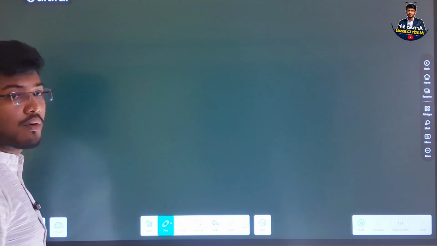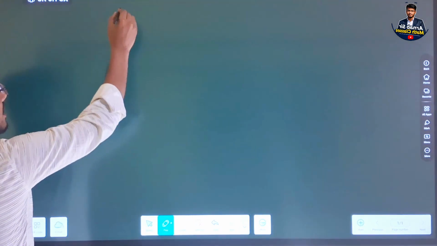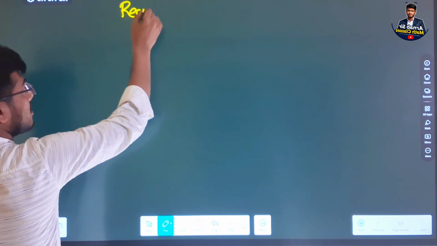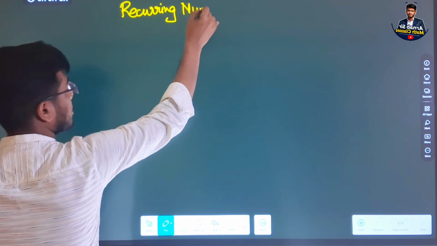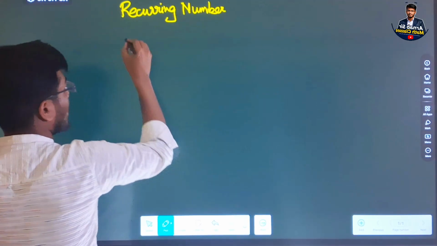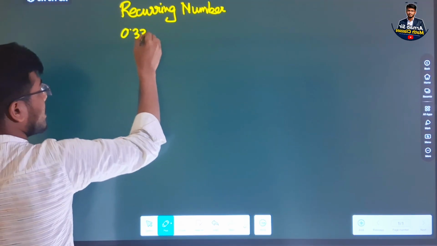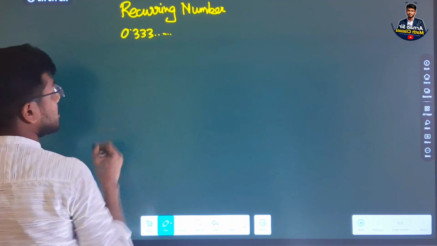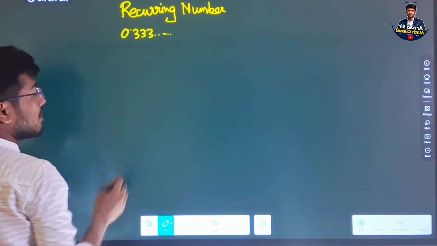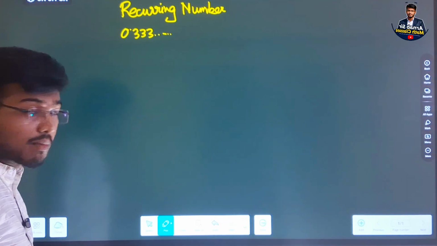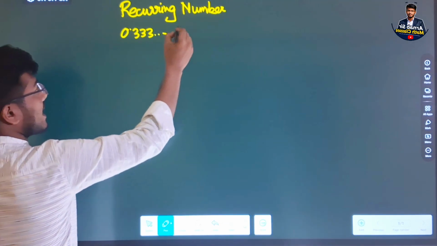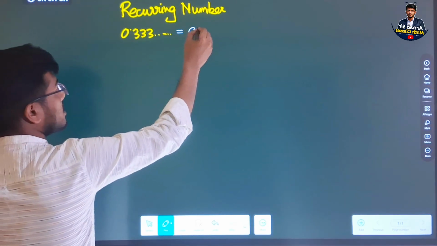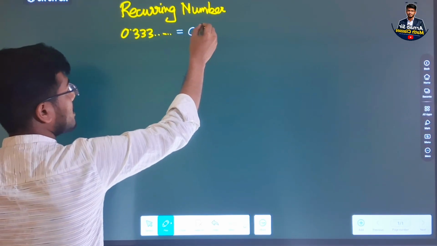So at first, I open the board and write down what a recurring number is. Let us suppose one number is 0.33333. How many digits are there? An infinite number of digits are there. So we can write this recurring number in the form of 0.3 with a bar.